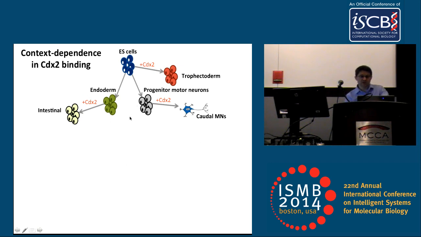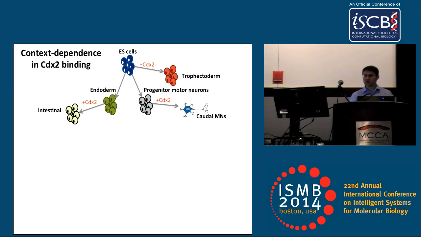For this study, we induced CDX2 in 3 physiologically relevant cell types: embryonic stem cells, endoderm, and progenitor motor neurons. Now, when CDX2 becomes active in these 3 different cell types within the embryo, you get 3 different cell types being generated. You get trophectoderm when you induce CDX2 in ES cells, you get intestinal cells from endoderm, and you get caudalized motor neurons from progenitor motor neurons. So we induced CDX2 in these 3 starting cell types.